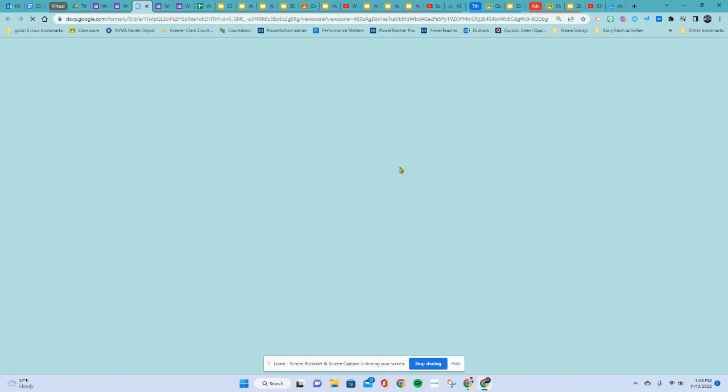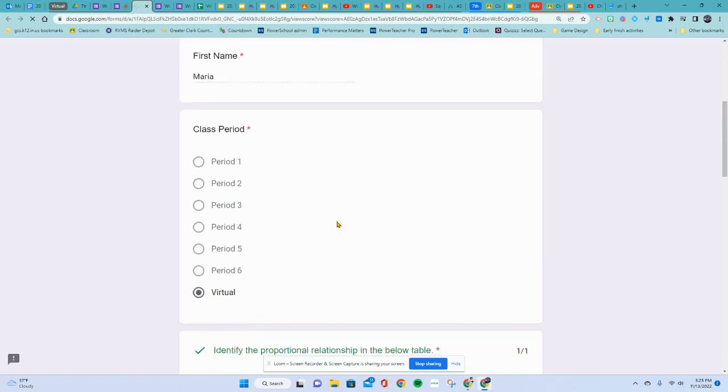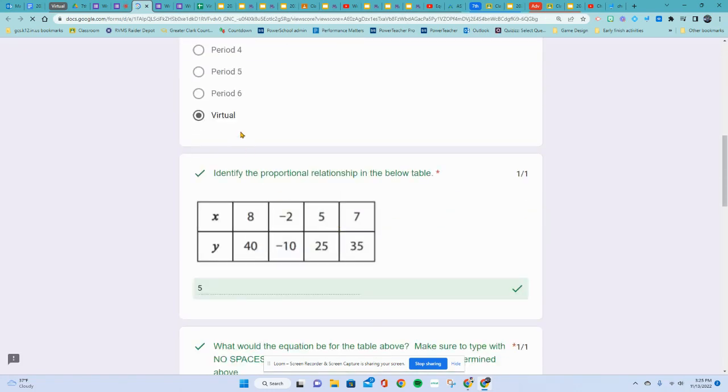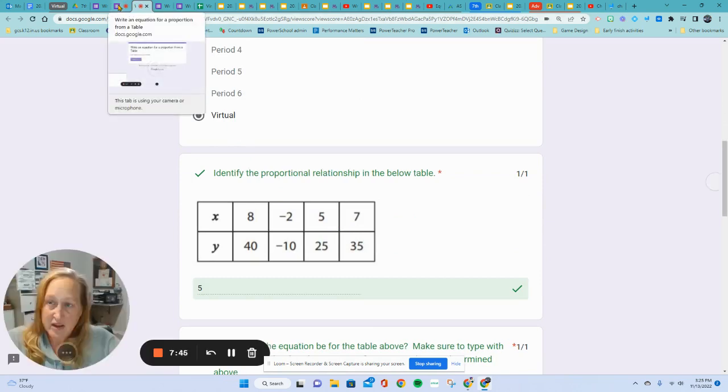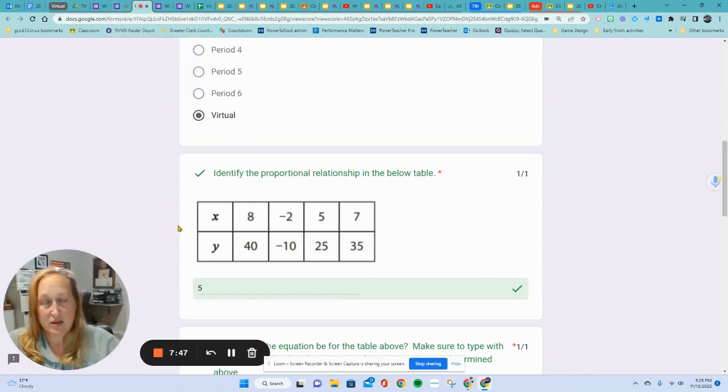I'm going to view my score to make sure that I did it all correct. Looks like I did it all correct, and I learned how to find the constant of the proportional relationship, the constant from a table. That was our goal for the day.